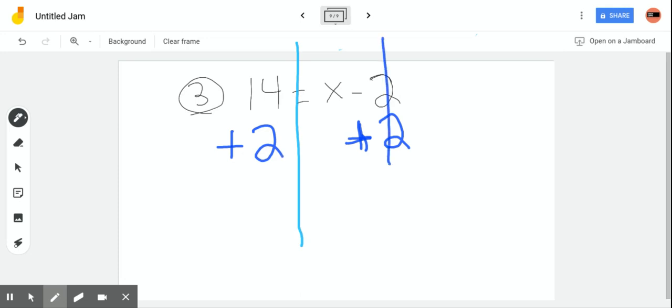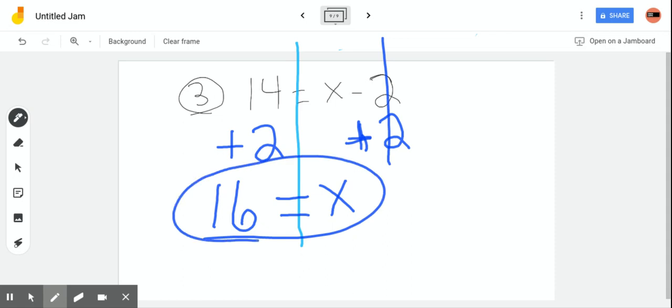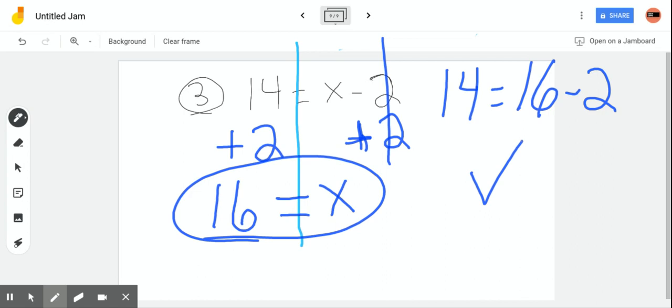That way those 2's cancel, and the x is now isolated. Just because it's on the right side, it doesn't matter. Left or right, it just needs to be by itself. The other side's the answer. The other side has 14 plus 2. That's 16. We can go back in and check and say, 14 equals 16 minus 2. Does 16 minus 2 equal 14? Yes, it does.